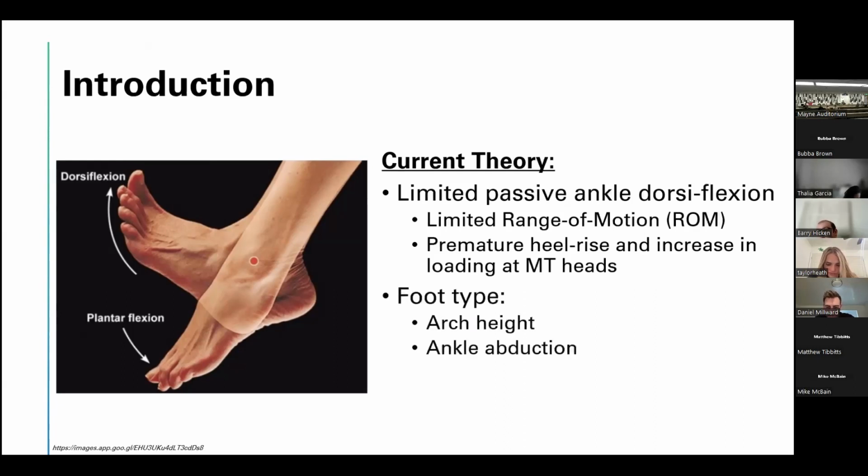Alternatively, and the paper doesn't go into this a ton, current theories kind of assume that arch height and ankle abduction are two possible contributing factors as well. They didn't elaborate on how arch height specifically could be a problem, but for ankle abduction, if this is my foot and this is the midline, abduction is going away from the midline and then adduction is going towards it. So we're all clear on that.